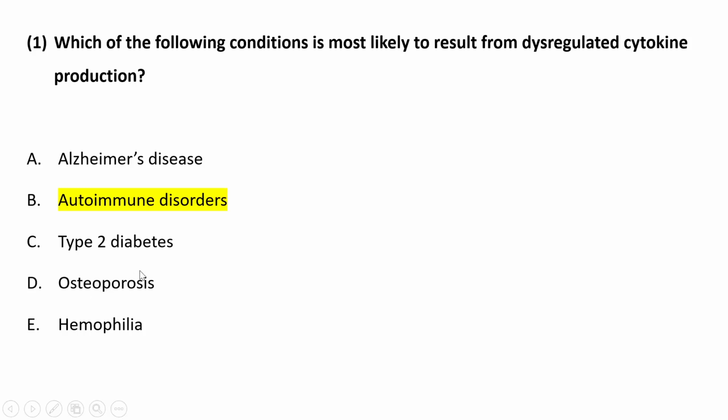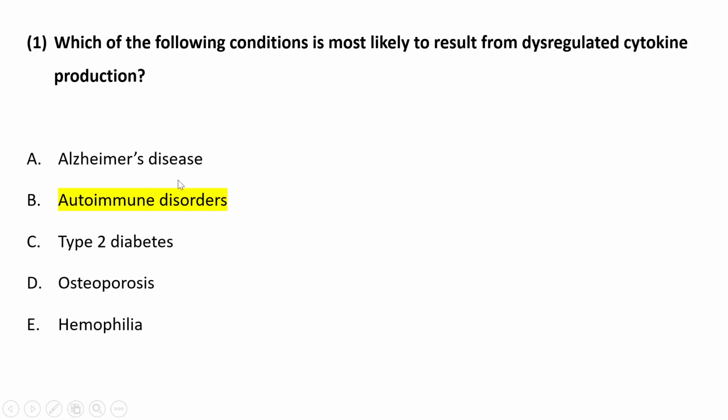And osteoporosis is a bone density loss disease. In the case of osteoporosis, bone density is lost, often due to hormonal changes, calcium deficiency, or aging. So there is no role of cytokines in this case. And in the case of hemophilia, it is a genetic disorder where blood clotting factors are missing. So this has nothing to do with cytokine dysregulation.